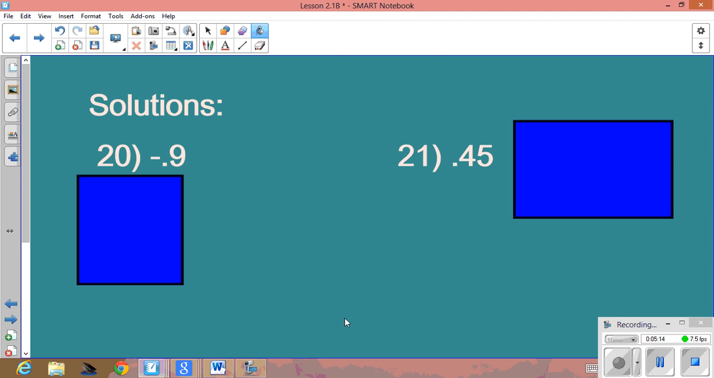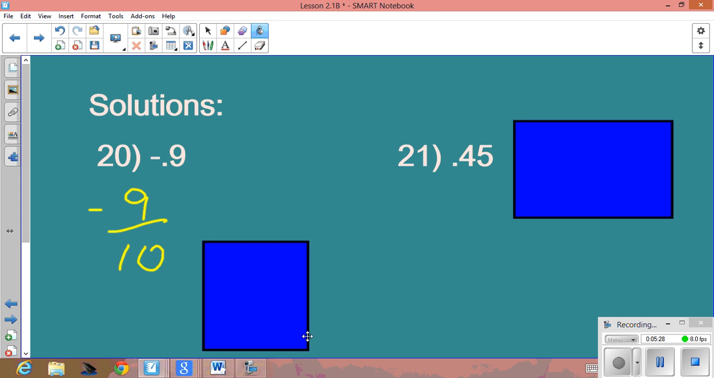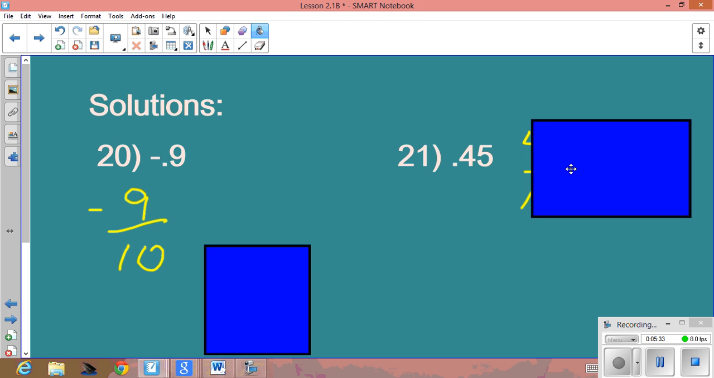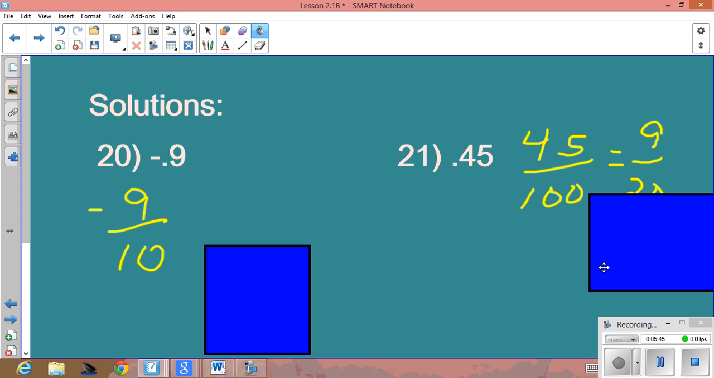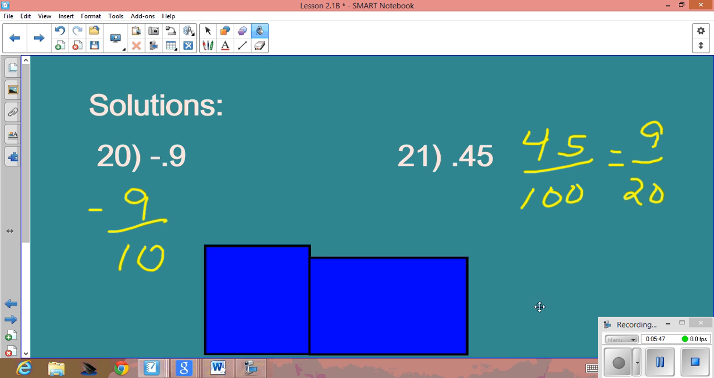Number 20, we have -9 tenths. So the place value is in the tenths place. So we take 9 and place it over 10, and we get a final answer of -9 over 10. For number 41, we have 45 hundredths, so we put 45 over 100. Then we reduce. The numbers end in 5 and 0, so I divide by 5, and I get 9 over 20.